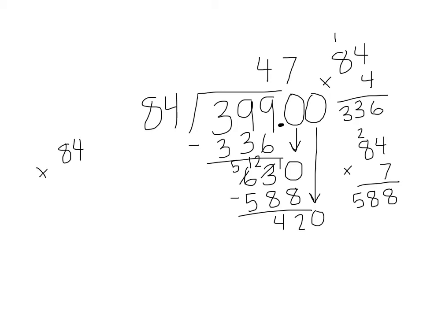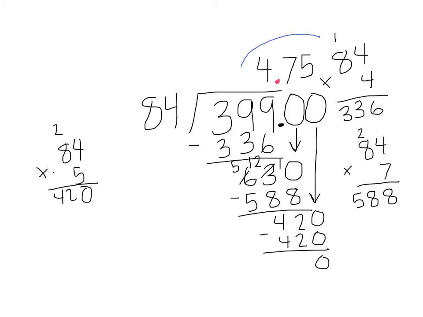84 times 5. 5 times 4 is 20, carry my 2. 5 times 8 is 40 plus 2 is 42. I'm going to put my answer 420 down below and subtract, which, if I do my problem correctly, I will have 0 left over. Because I know 5 was a good match, I'm going to put that right above. The last thing I need to do is figure out, well, where does my decimal go in my answer? Your decimal always goes straight above. So my answer, as you can see, is going to be 4.75.